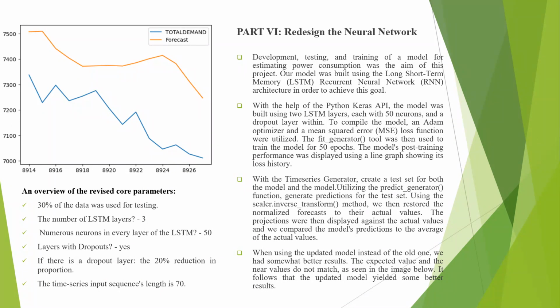An overview of the revised core parameters. 30% of the data was used for testing. The number of LSTM layers is 3. The number of neurons in every layer of LSTM is 50. Layer with dropouts: yes. The dropout layer has a 20% reduction in proportion. The time series input sequence length is 70.